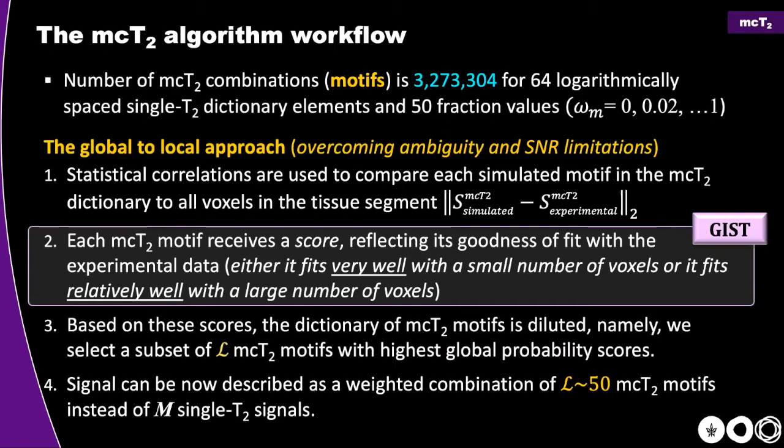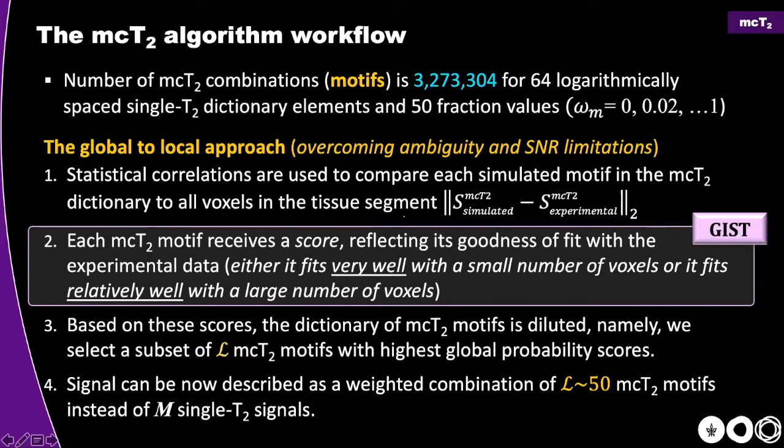And the approach that we're taking is what's called a global approach. The global approach means that I start by looking at all these millions of MCT2 motifs and correlating each and every motif to all the voxels that I have in my tissue.